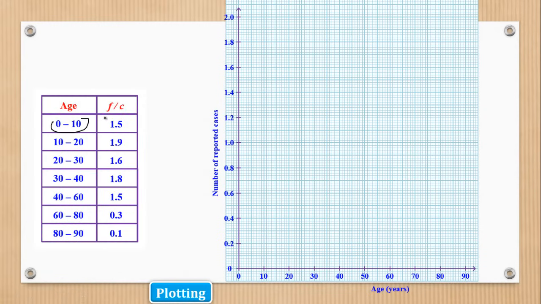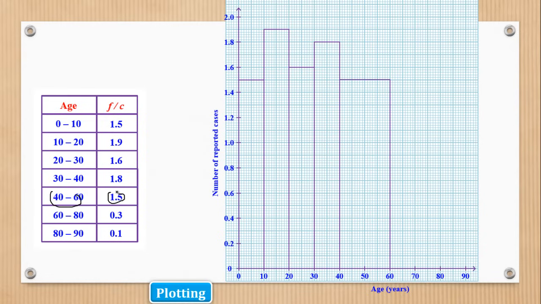So from 0 to 10, the bar stops at 1.5, which is this. From 10 to 20, it is 1.9, which is this. Then from 20 to 30, it stops at 1.6. From 30 to 40, it stops at 1.8. Then from 40 to 60, it stops at 1.5. From 60 to 80, it is 0.3. And lastly, 80 to 90, it is 0.1. So that's what they wanted.